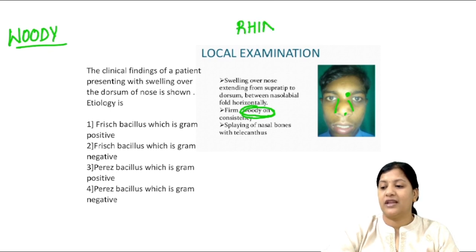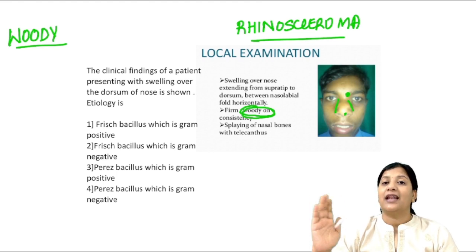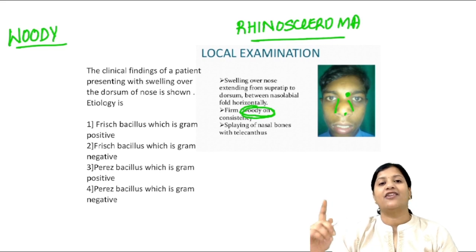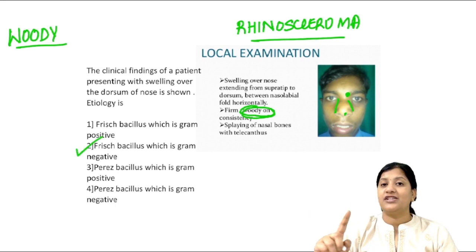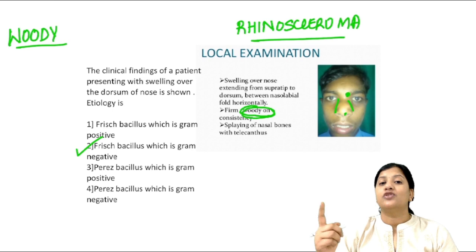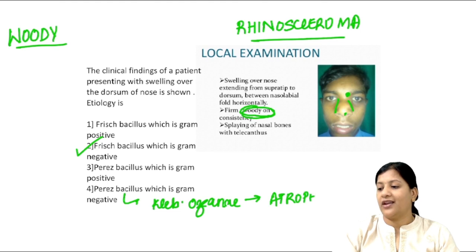is rhinoscleroma. Rhinoscleroma is a granulomatous infection in the nose caused by Klebsiella rhinoscleromatis. Klebsiella rhinoscleromatis is a gram-negative bacillus, also called Frisch bacillus. So the answer is Frisch bacillus, which is gram-negative. There is another condition called atrophic rhinitis, which is caused by Klebsiella ozaenae. So Perry's bacillus is nothing but Klebsiella ozaenae. It is also gram-negative and it is responsible for causing atrophic rhinitis.